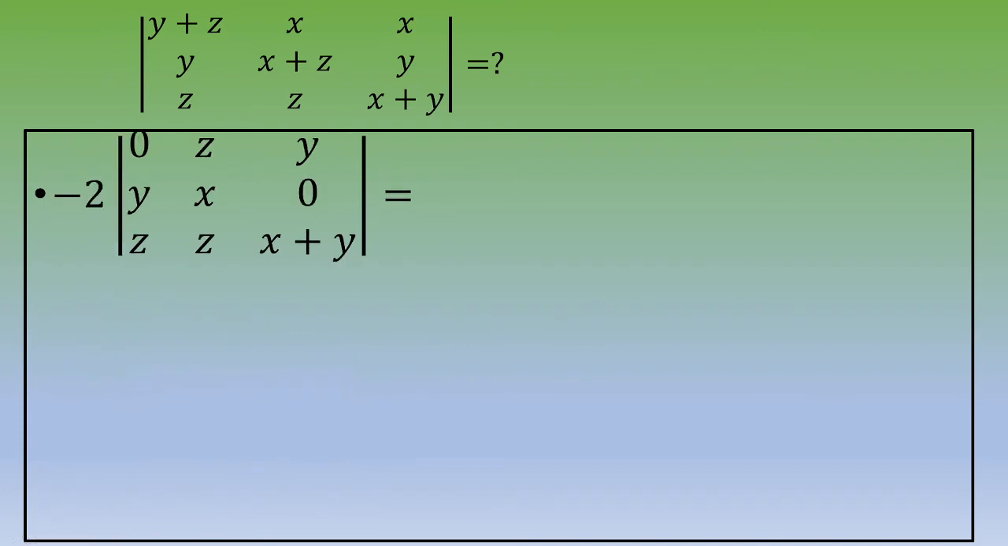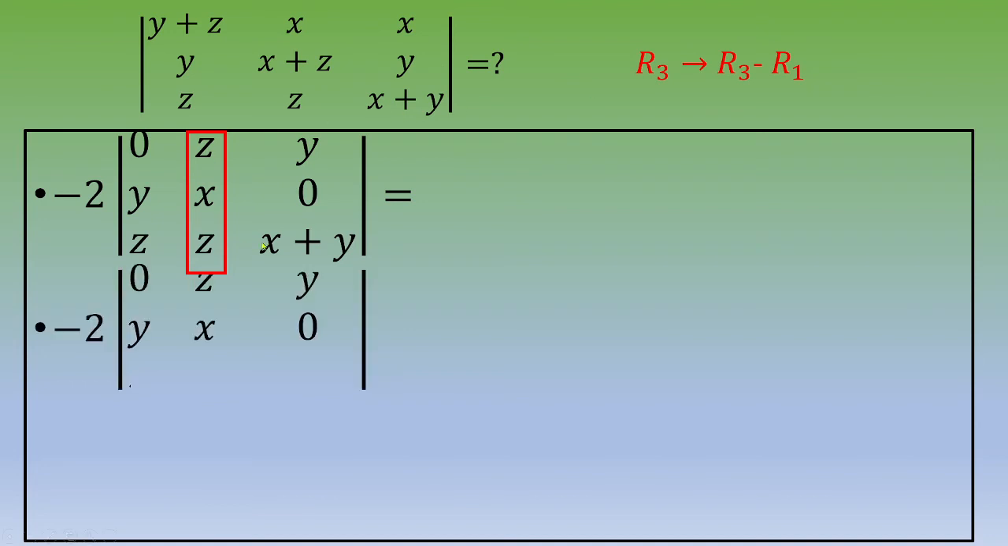So now we can notice that in column number 2, we've got z located in row number 1 and z located in row number 3. So the idea is to operate on these two rows, 3 and 1, and to put the result in row number 3. Let's do that together. z minus 0, this is z; z minus z, this is 0; and x plus y minus y, this is x.